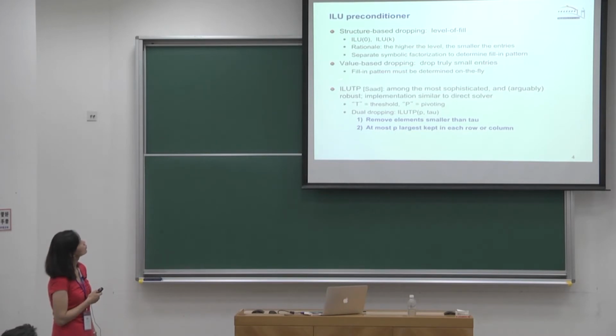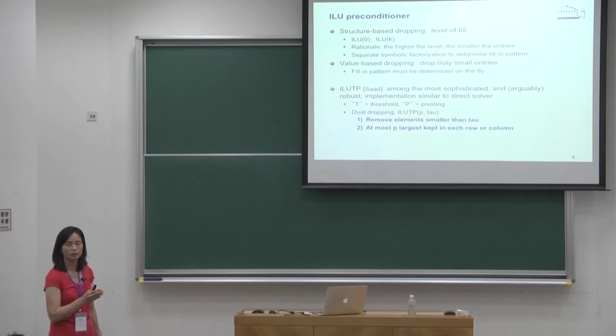So the more powerful scheme is value-based dropping, which means after each step of factorization, it has to be done dynamically. After the update of each step, you drop the elements whose numerical value is truly small, in some measure, which I'll show you. So this is more reliable. It's also more difficult to implement because it changes the pattern on the fly.